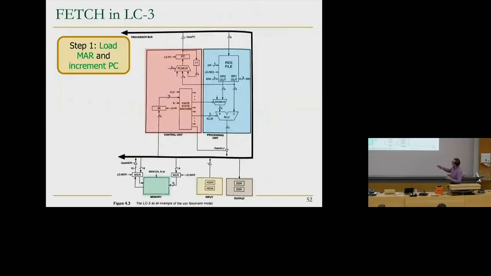So basically, the first step is to load the MAR, memory address register. We'll get to the increment PC later on. So in the first cycle, what you do is you gate the PC, set this to 1, set all of the other gate signals to 0, and the data flows and gets latched into the MAR at the end of the clock cycle.